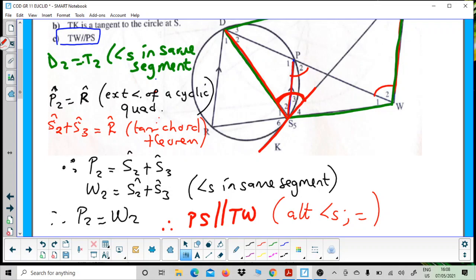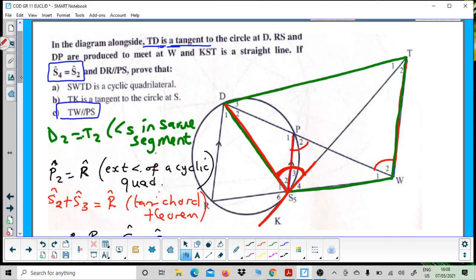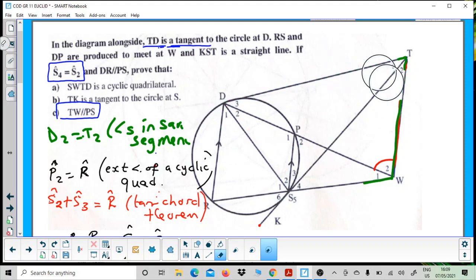Now let's go and just look closely at this. Let me erase a few things. We would like to prove that this line here is parallel to this line here. Do we have any 2 angles anywhere else that you may want to prove are equal? You can prove S3 and T2. So if I pick S3 and prove that it is equal to T2, I will be done.